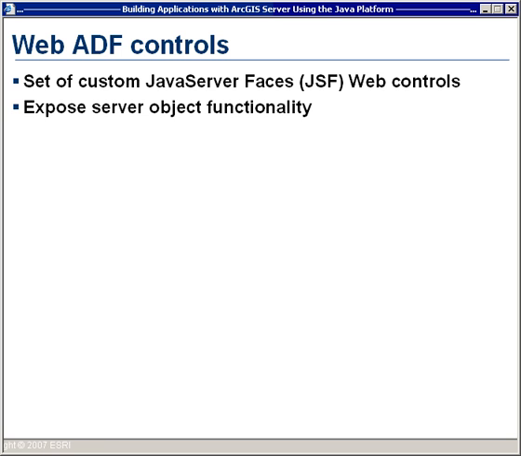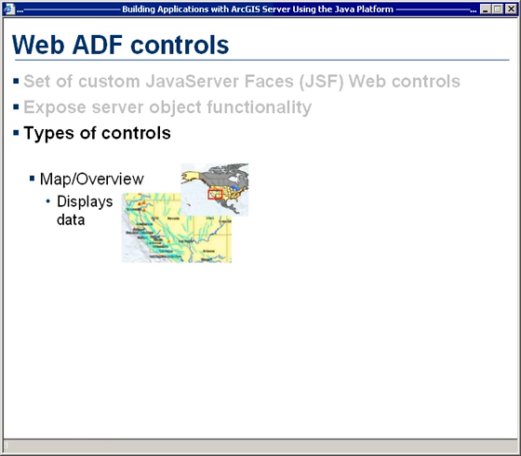There are several types of controls that we can use within our application. The most commonly used control is probably the map control. This is the control that displays the map service to the user. There's also an overview map control, which serves as a reference point for your main map control.